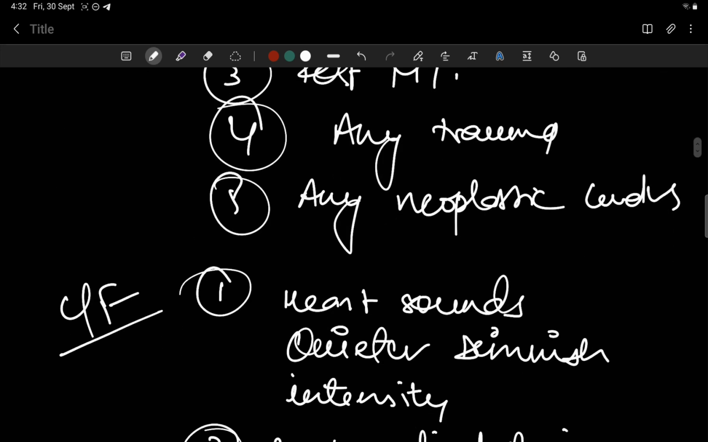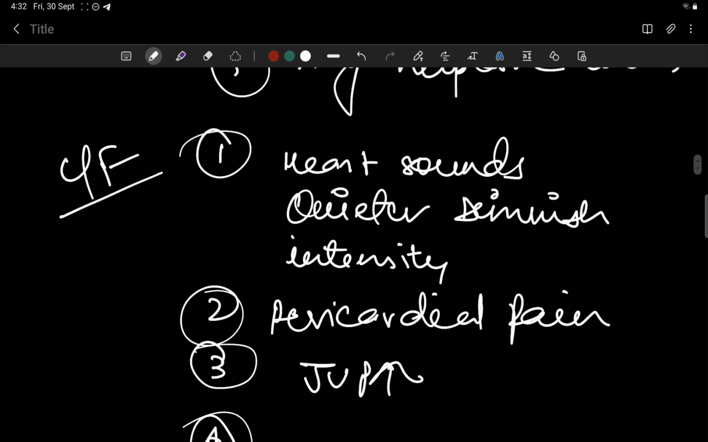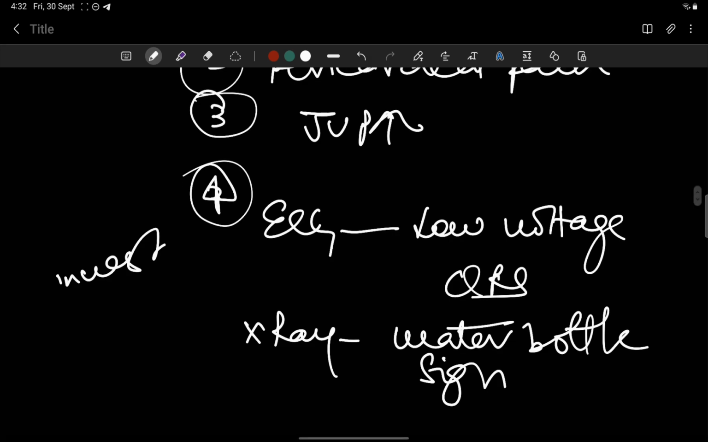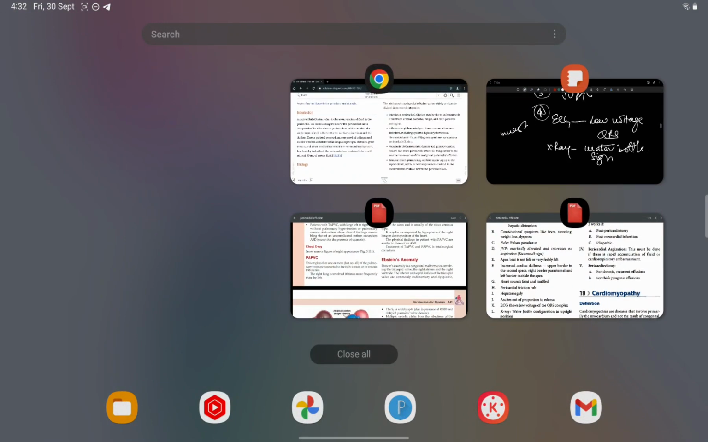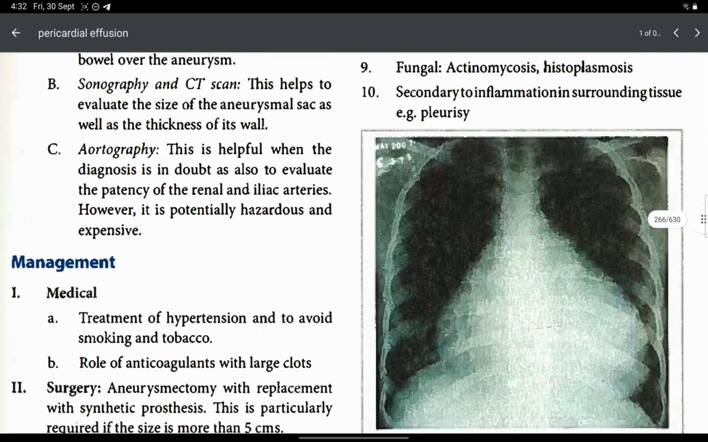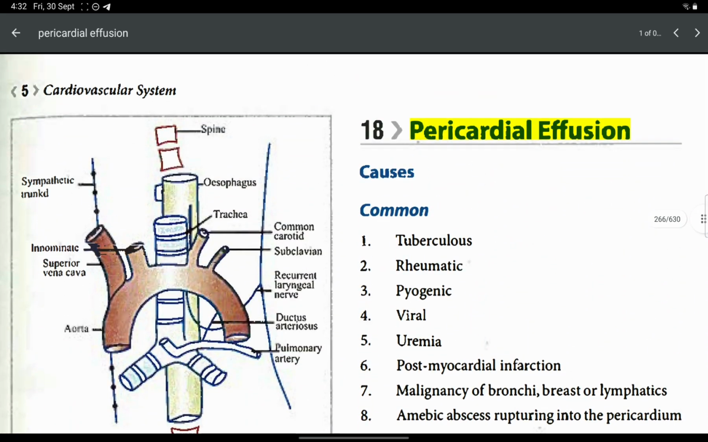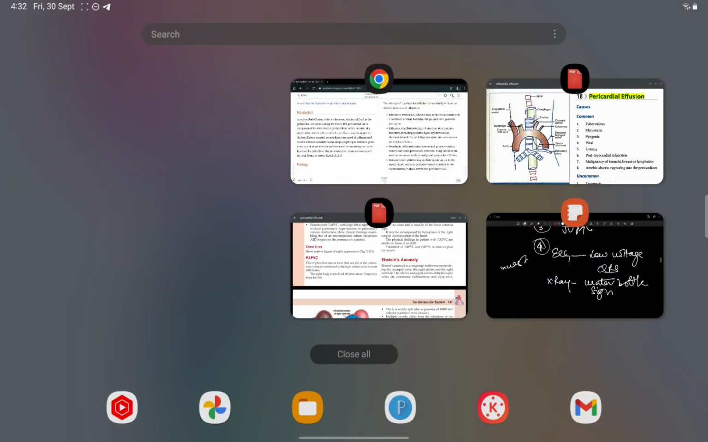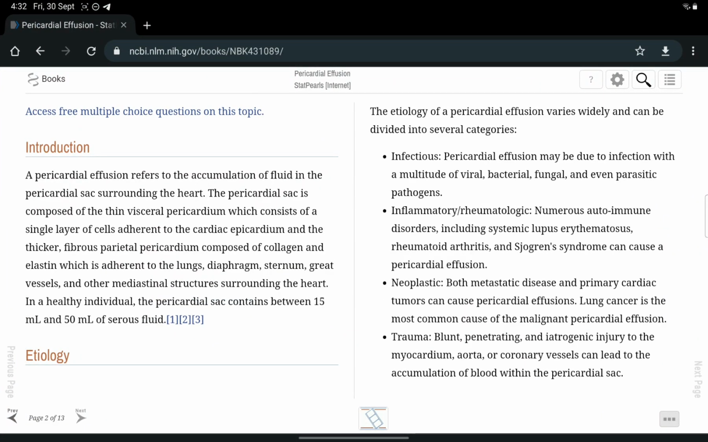Whatever sources I have used to describe this, I will provide the information about them in the description below. You can check out this information. This is a book from where I told you about pericardial effusion by PJ Mehta, and the next source which I used is the NCBI article. That's a very authentic source. Okay, so I will provide both in the description also.